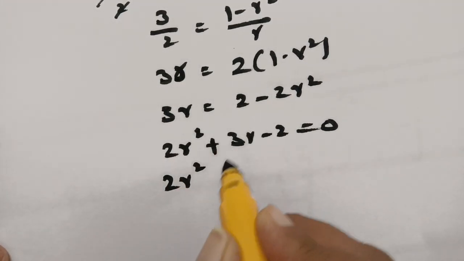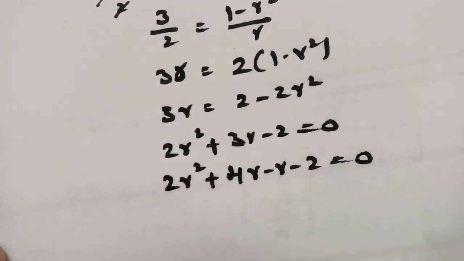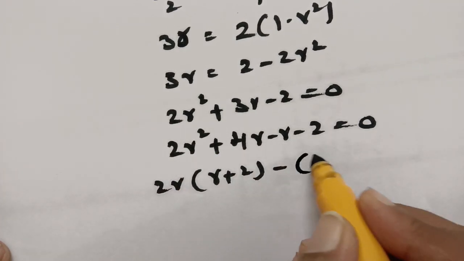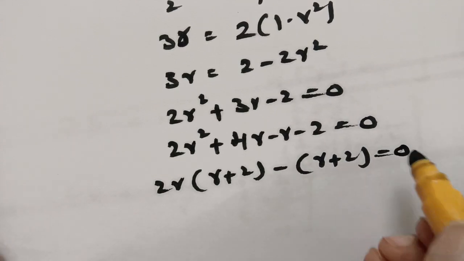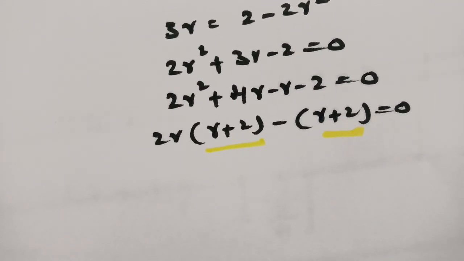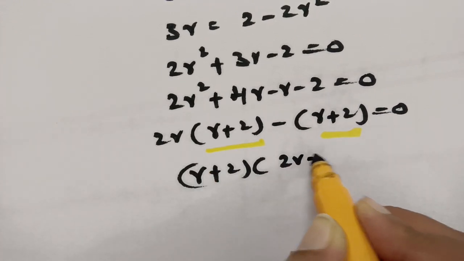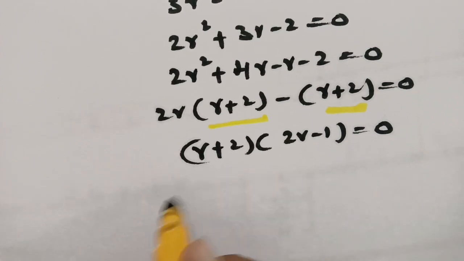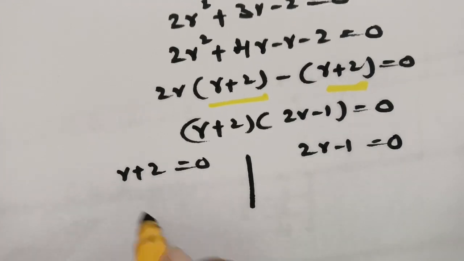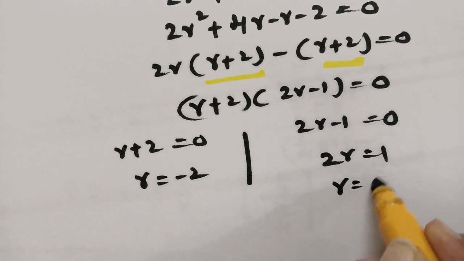This 3 can be written as 4r minus r, so this is 2r square plus 4r minus r minus 2 is equal to 0. If I take 2r common from these two, this will be r plus 2. If I take minus common, this will be r plus 2 is equal to 0. If I take r plus 2 common from these two, this is 2r minus 1 is equal to 0. So if I equate r plus 2 to 0 and 2r minus 1 to 0, r here is minus 2, and 2r is equal to 1, so r is equal to half.